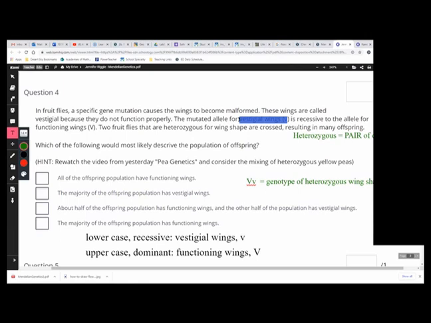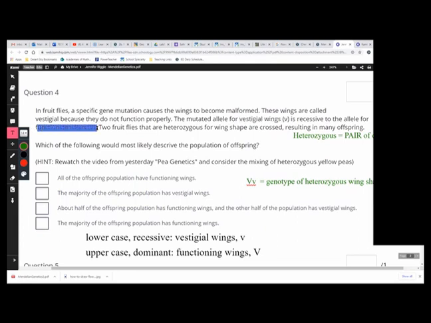So vestigial is just something where it is there, but it doesn't do much. So vestigial wings would be this fruit fly. Even though fruit flies need wings, that's how they fly. Sometimes they get wings that are just deformed and they can't fly with them. So they call them vestigial wings. That is the recessive allele.